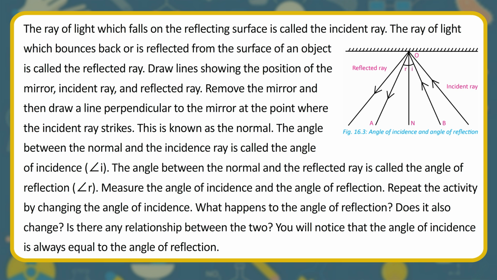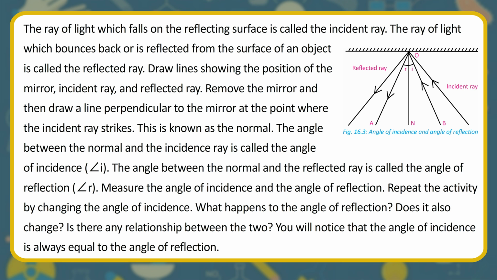Remove the mirror and then draw a line perpendicular to the mirror at the point where the incident ray strikes. This is known as the normal. The angle between the normal and the incident ray is called the angle of incidence, I. The angle between the normal and the reflected ray is called the angle of reflection, R. Measure the angle of incidence and the angle of reflection.